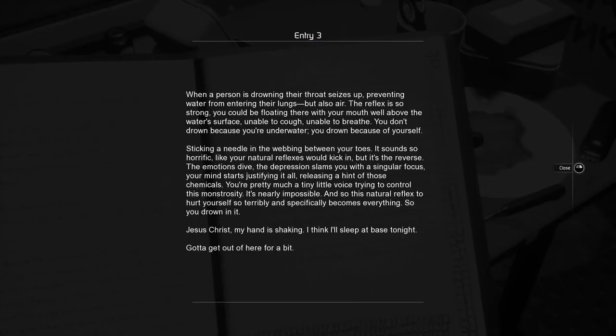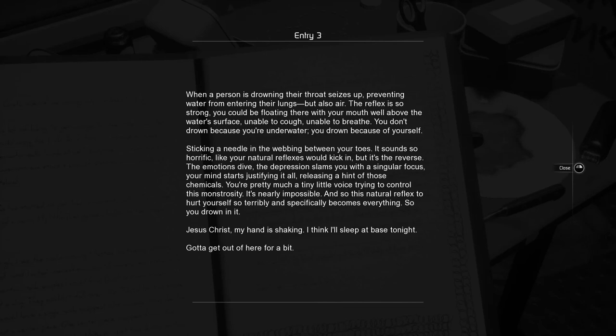When a person is drowning, their throat seizes up, preventing water from entering the lungs, but also air. This reflex is so strong you could be floating there with your mouth well above the water's surface, unable to cough, unable to breathe. You don't drown because you're underwater, you drown because of yourself.